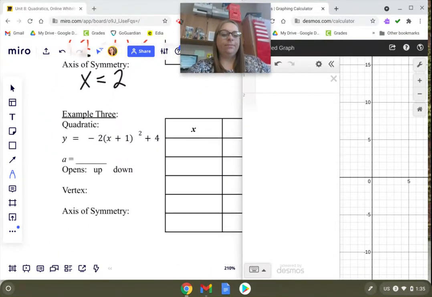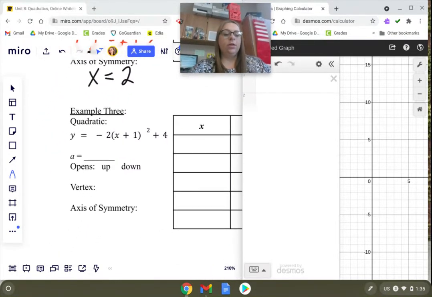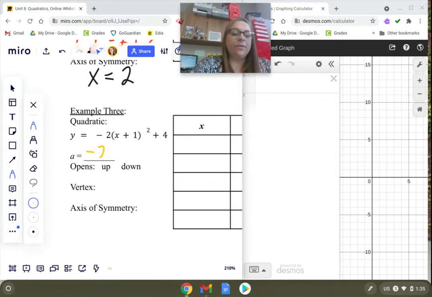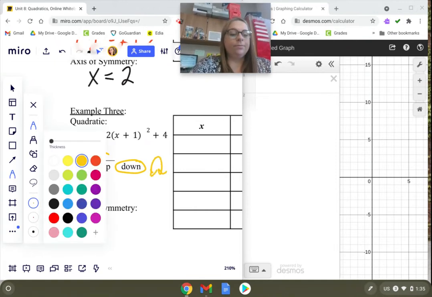Okay, so this time we're looking at y equals negative 2, and then in parentheses, x plus 1 squared plus 4. So remember, a is that first number, so that'd be negative 2. Because it's negative, it's opening down. So we're going to have an upside down quadratic.